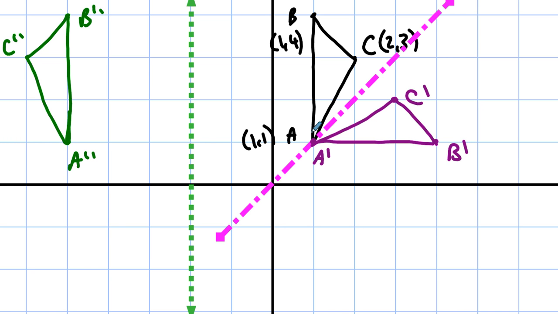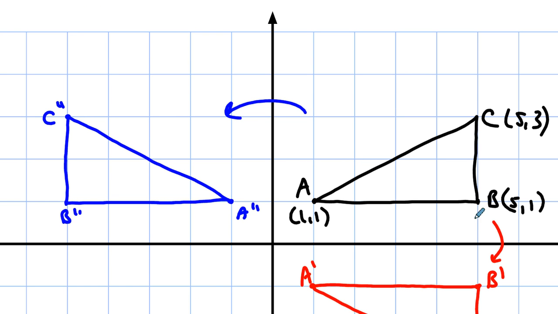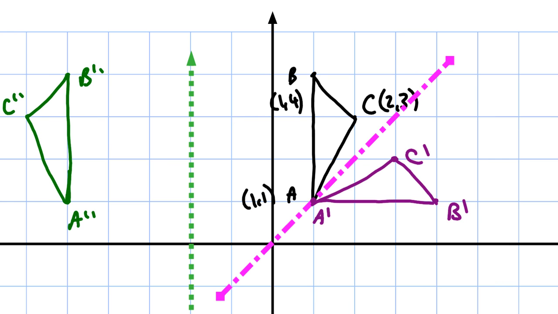But orientation is in every case reversed. ABC is clockwise here, but its image is counterclockwise. Even on this slide over here, ABC was counterclockwise here, but it's clockwise for its images.